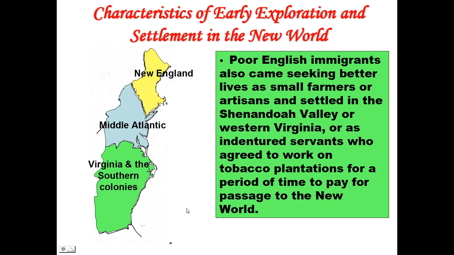Poor English immigrants also came seeking better lives. They tended to be small farmers or artisans, and in the southern area they settled in the Shenandoah Valley or western Virginia. Some of them also came as indentured servants. Indentured servants agreed to work on tobacco plantations for a period of time to pay for their passage to the New World. These poor folks couldn't afford a ticket on a ship, but they would agree to work for a period of years, and that would pay off their ticket, which would be bought for them by someone who was richer, someone who owned a tobacco plantation.